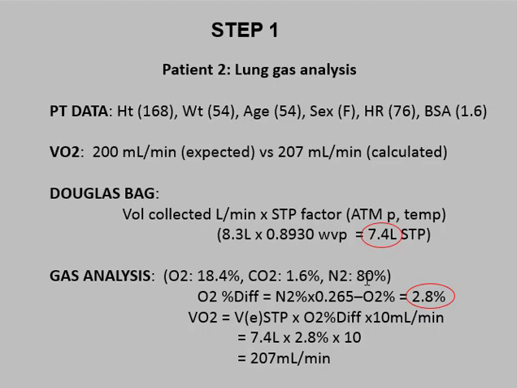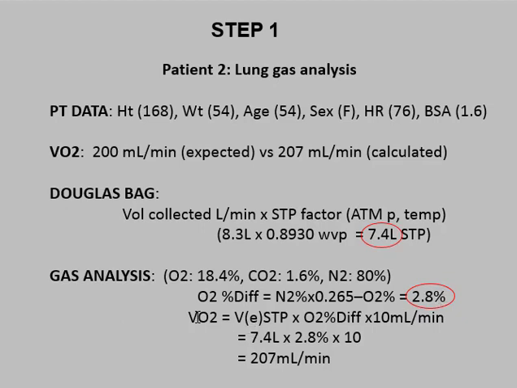And that is a representation of our error margin. Now, the next step is to calculate the oxygen percent difference. And we use a formula, and that is the nitrogen percent times 0.265 minus the oxygen percent. And in this case, that gave us 2.8%.